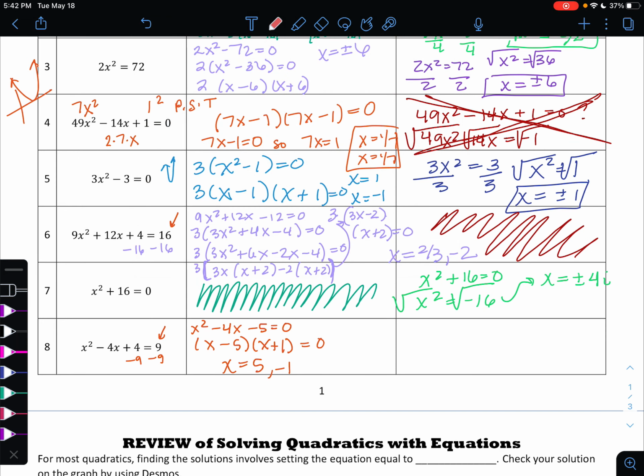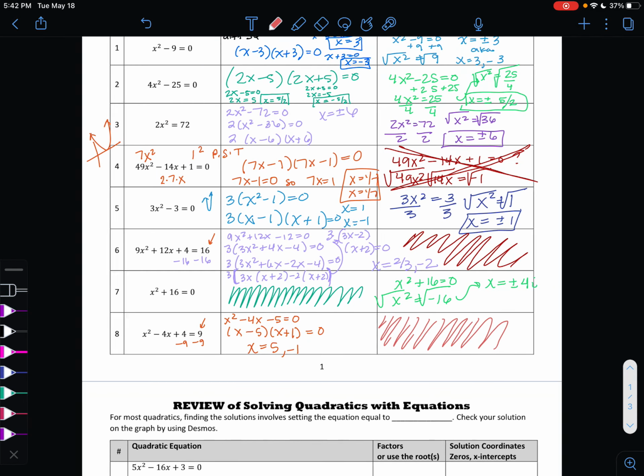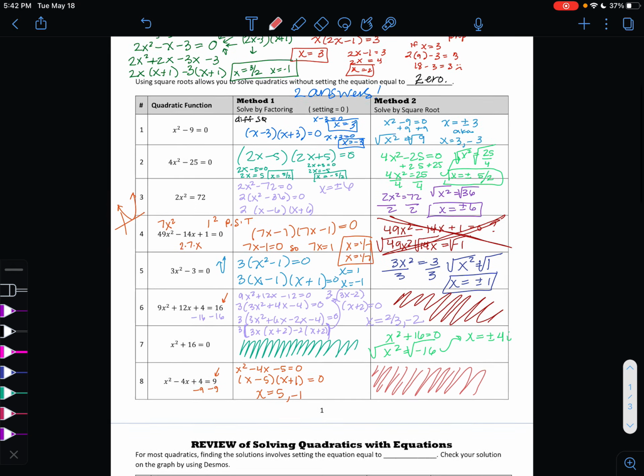Can we solve it with algebra? No, because of that middle term, that x. There is no way for me to factor that out and solve it. The rest for you is homework.